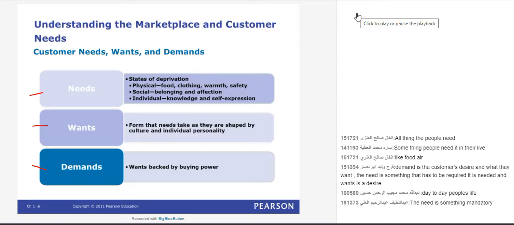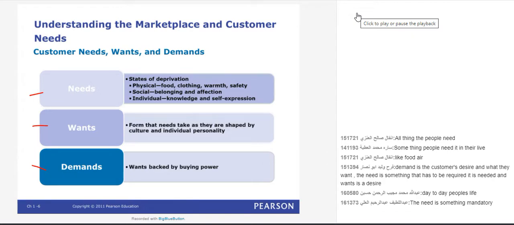Okay, what about the want? The want is different. You might find that need is a necessity and the want is just a desire, which is wrong. Most people say the need is something basic, but the want is a desire, not something essential. We just... Abdel Latif, need is something mandatory. So what about the want? Something not mandatory?